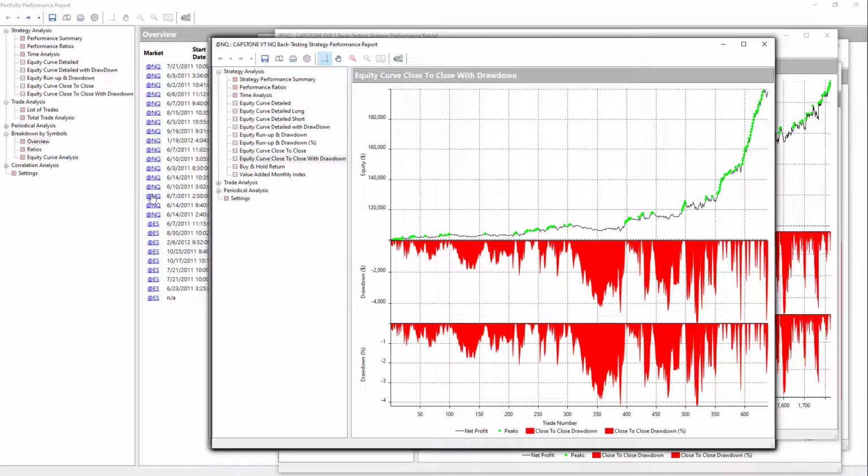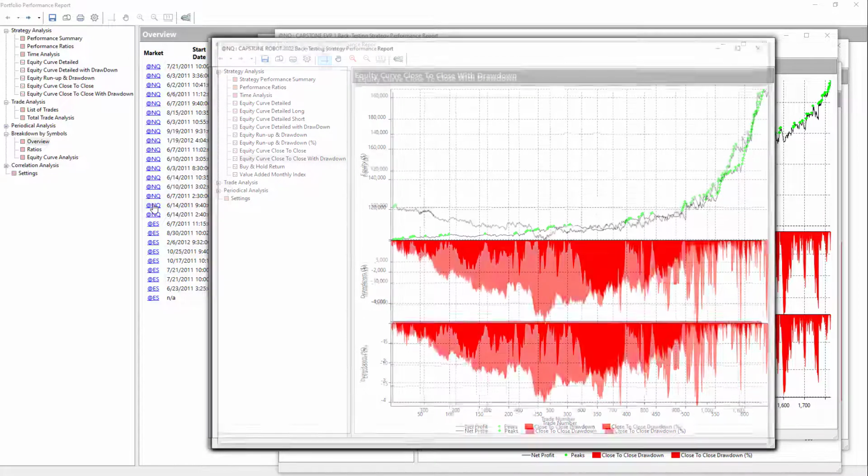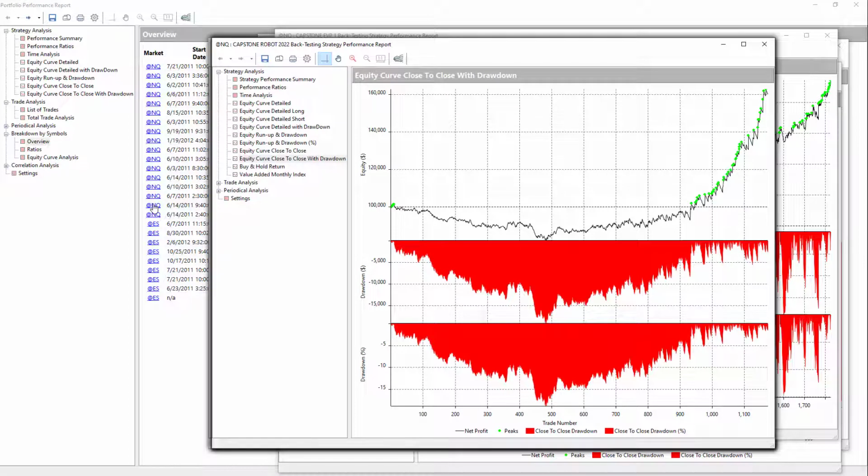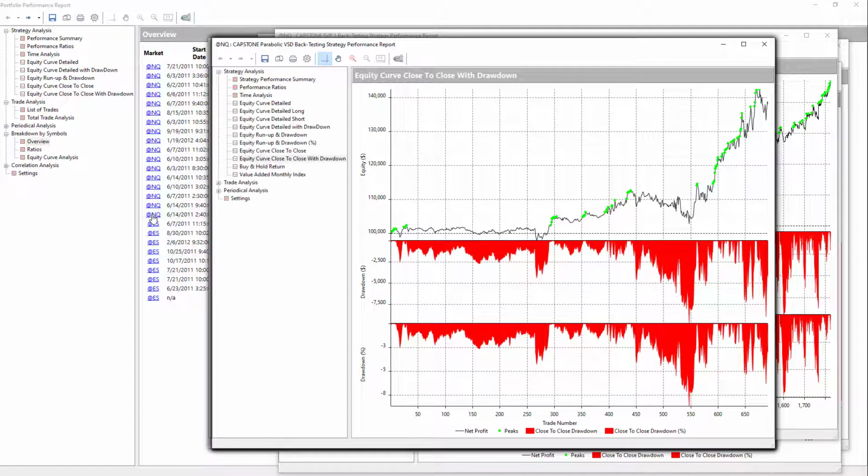We have VT in Q, very consistent with the past on the long side. And Robot 2022, which might be a good strategy for today's trade on October the 4th. Very consistent. The last NQ strategy in this setup. Choppy but consistent on VSD.